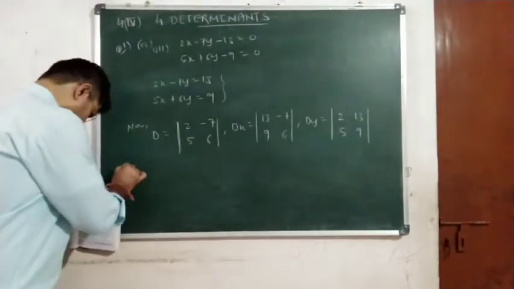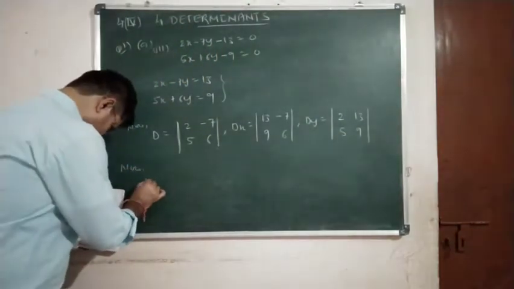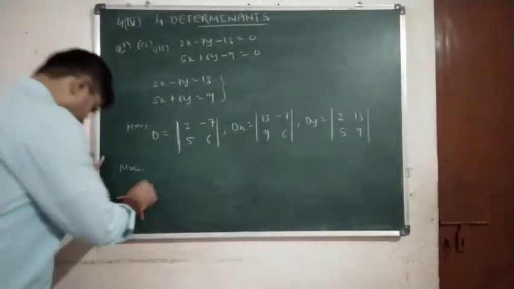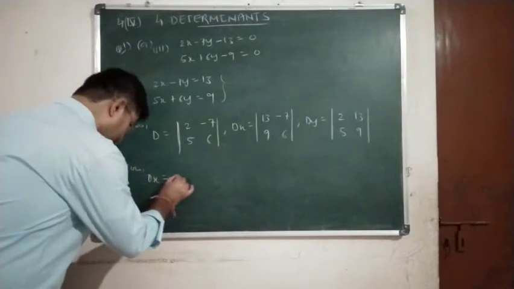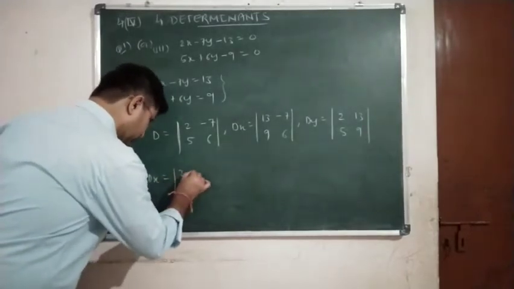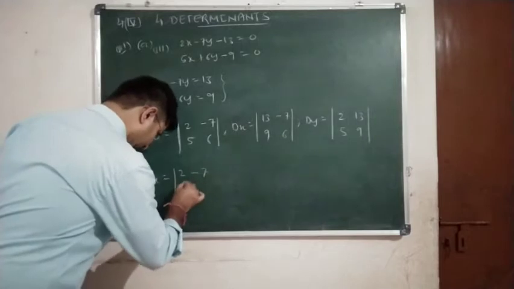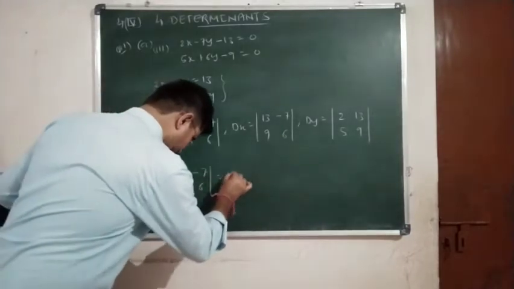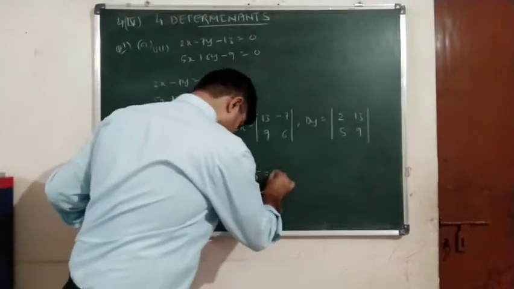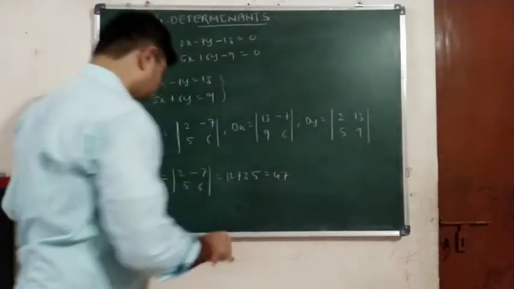Now we will put the formula. Or first let us find the values of the determinants. D is equal to 2 minus 7 5 6, which is equal to 12 plus 35. So we got 47.